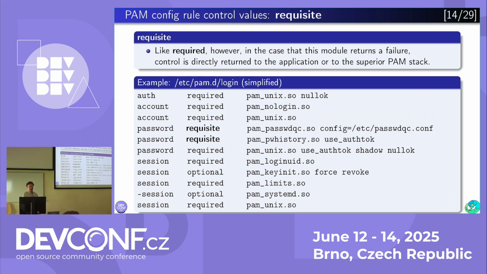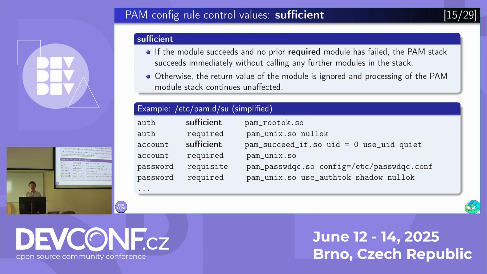So another control value is sufficient, and what it does is that it's kind of more optional than required. So if this module succeeds and no prior required module has failed, the result of this line is success, and the stack processing terminates at this point. Otherwise, if there are failures before, it's not terminated and proceeds because of the previous failure.